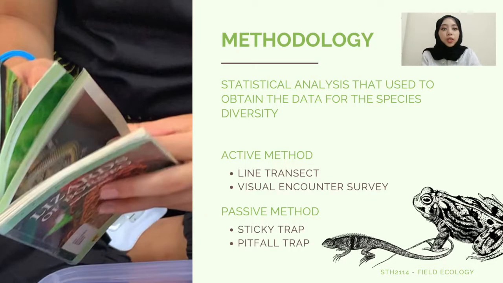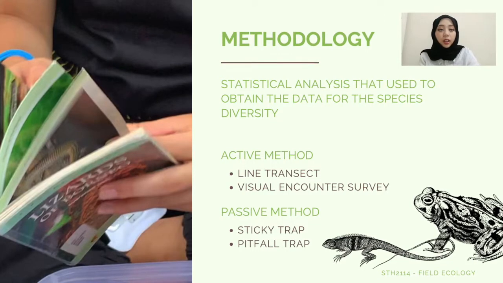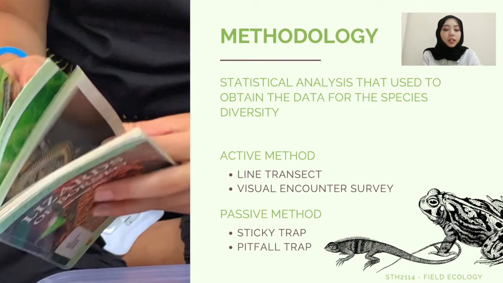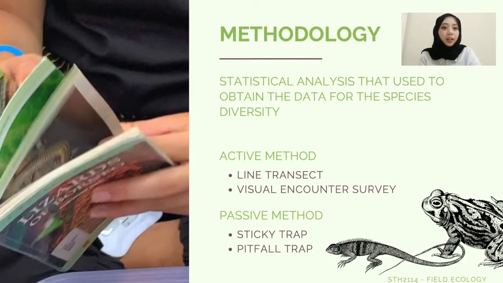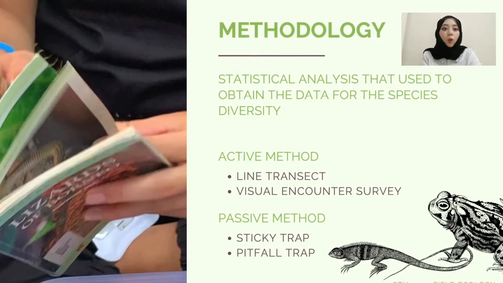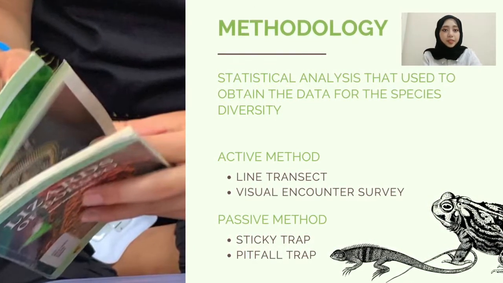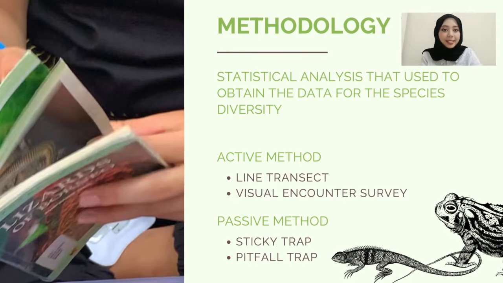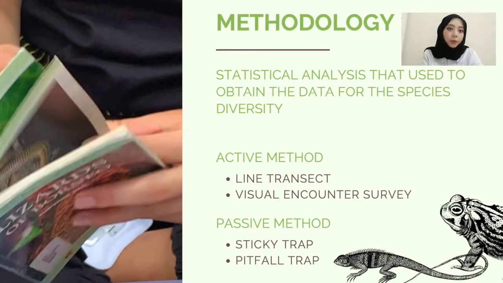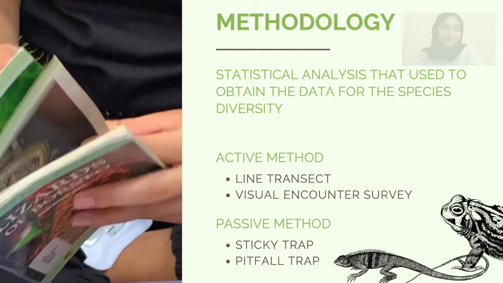So we have two methods, which are the active method and passive method. The active methods are the line transects and the visual encounter survey, while the passive methods are the pitfall trap and sticky trap. And the next slides will be presented by Ilya.